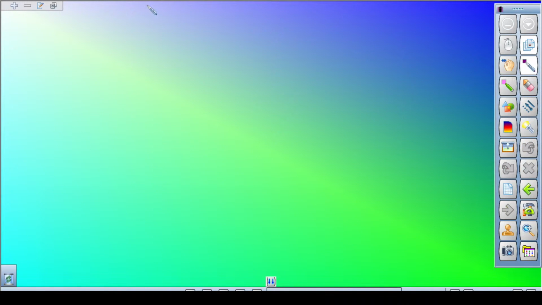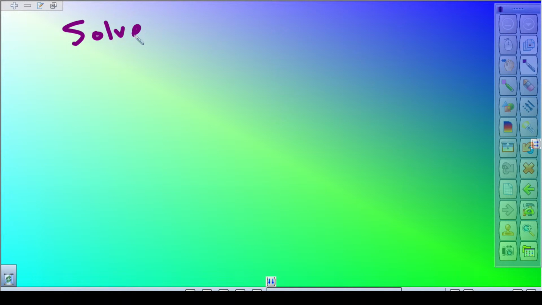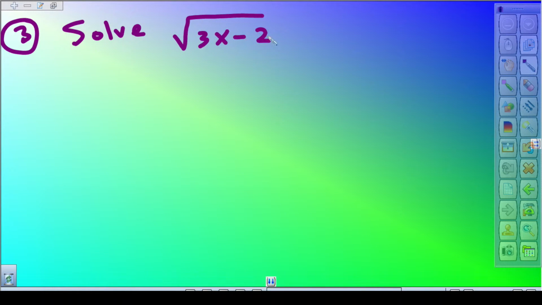Just watch. So this one says solve, just like the other ones. This is example number 3, by the way. Solve: I've got the square root of 3x minus 2 under the square root, be careful that you're including the negative 2 here, equals x minus 4. Okay, so first impression, looks like I have to square both sides.